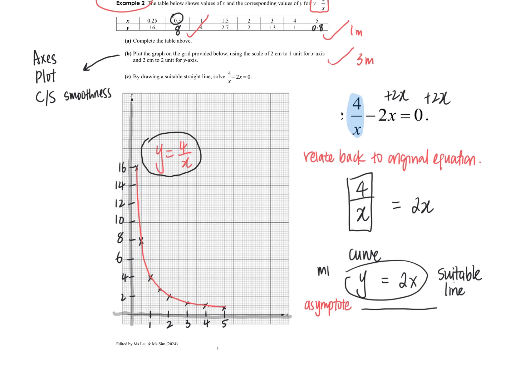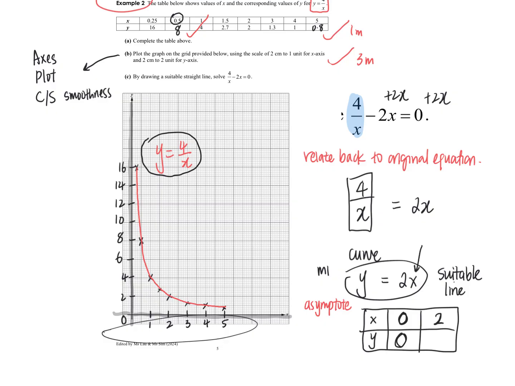So when you draw out this line, you need to create a table of values. Sub in any x value you can see here. In your given range, you only have 0 to 5 to choose from. Don't go and choose 10 because it's out of your scale. So any number you like. Let's say I choose 0. When I sub in 0, this is 0. The other one, maybe I just sub in 2. So I will get 4. So I just have to plot out these 2 points, (0, 0) and (2, 4). And then I will draw that line out.